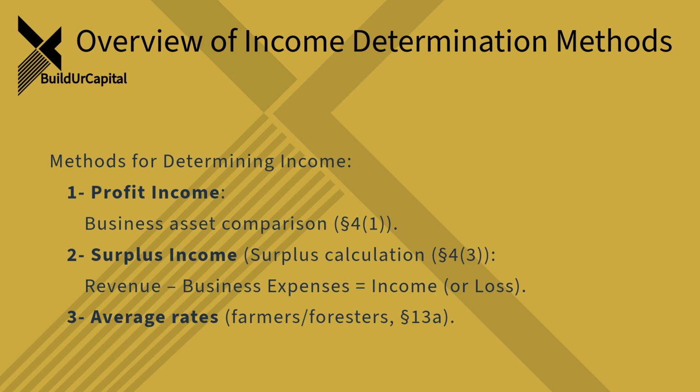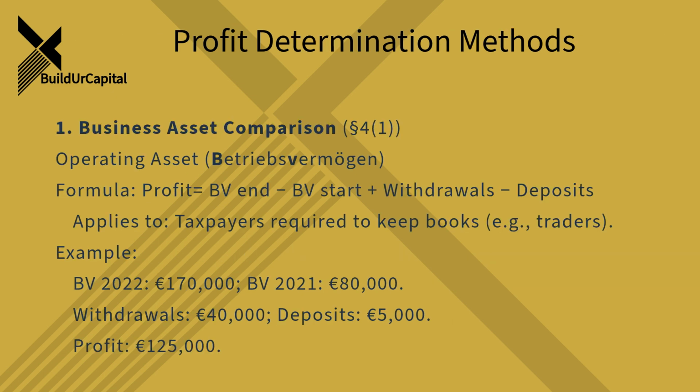It's like checking the business's financial health at 2 dates, but accounting for the owner's personal transactions with the business? Perfectly put. The example in the text makes it pretty concrete. Yeah, let's walk through that. Business assets, end of 2021, 80,000. End of 2022, 170,000. Okay, so an increase there. Then during 2022, withdrawals were 40,000 and deposits were 5,000.